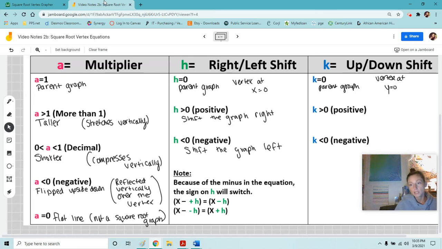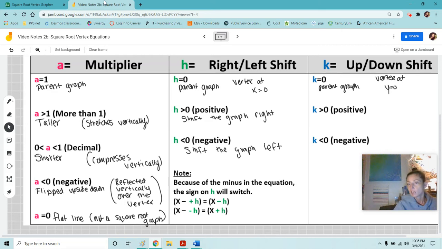And one of the things to make a note of, just like with the quadratic graphs again, is that there's that minus that's already a part of the equation. And so when you have that minus that's already in there with the h, it's going to flip the sign when you make the actual equation. And so we'll see that when we're doing the actual equations on the next couple pages.